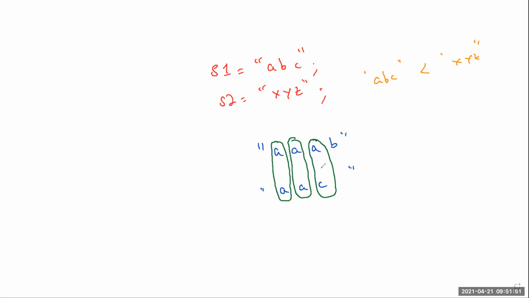Now, since A is less than C, this whole string is less than the second string. So it means we will say that AAB is less than AC, right? The string on the top is less than the string on the bottom. So this is basically how it works, right? But you don't need to go into all these details.